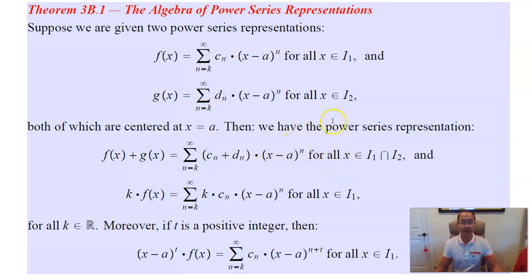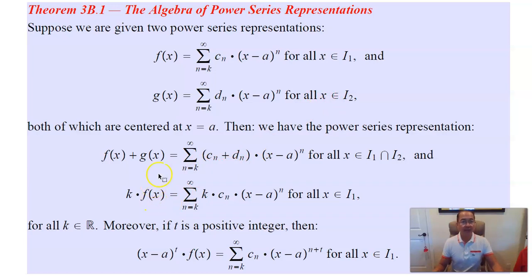When is this going to be valid? Well, x must be common to both I1 and I2, the two domains. So we take the intersection of these two domains. Where do they overlap? If they have the same center, then one of them might be bigger than the other. We choose the smaller domain because that's where they overlap.